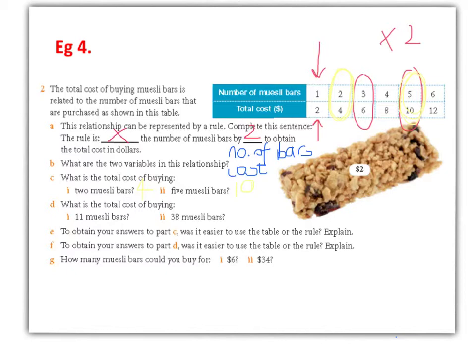Okay, what's the total cost of buying 11 muesli bars? Now, this one isn't on our table, so we're going to have to use our knowledge of the rule. So we said that the cost of buying is the number of muesli bars we need times 2. So our solution for this one here, it should cost $22. And for 38 muesli bars, we're using the same rule, so 38 times 2, and our solution is $76.